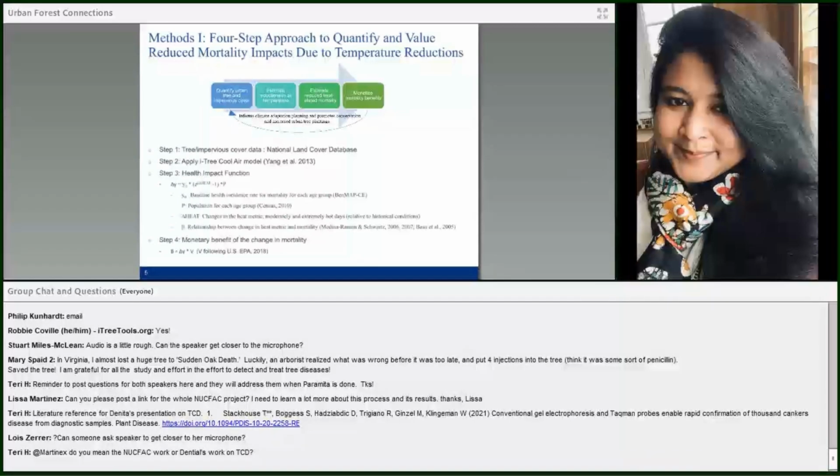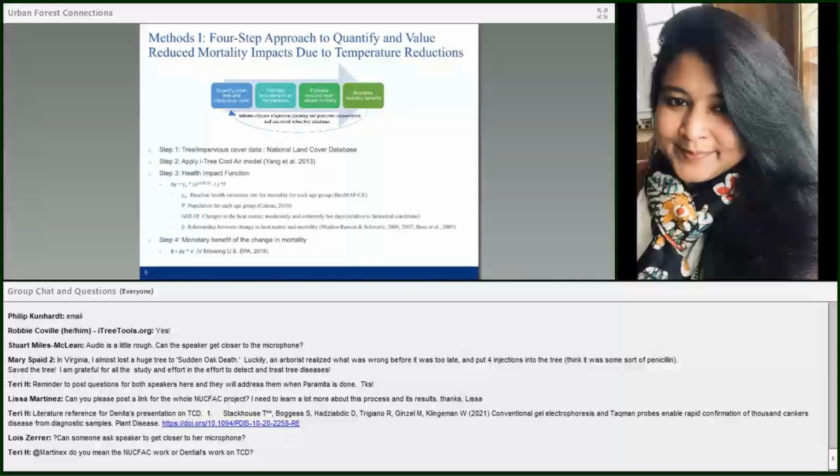So to describe our method very briefly on one slide is a little bit difficult, but there's a little graphic which shows our four-step approach. So essentially, we first look at tree and impervious cover data from NLCD for our area of choice. The second step is to use this tree cover data to estimate reductions in air temperature due to the existing tree cover. And to do this, we apply the i-Tree Cool Air model, and that is based off of Young et al. 2013. And my collaborators on the phone here, Ted and Robbie, really helped develop that piece, along with others at the U.S. Forest Service and Davey Tree.